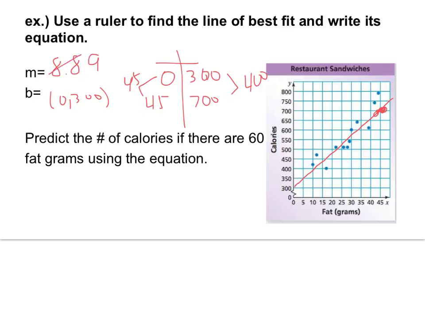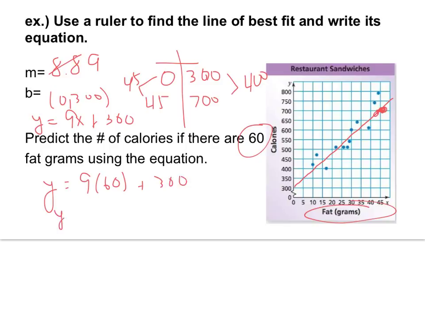So now our equation is y equals 9x plus 300. If we're going to predict the number of calories there are with 60 fat grams, the fat grams are our x, so we have y equals 9 times 60 plus 300, so y equals 540 plus 300, so y equals 840, and that's calories.